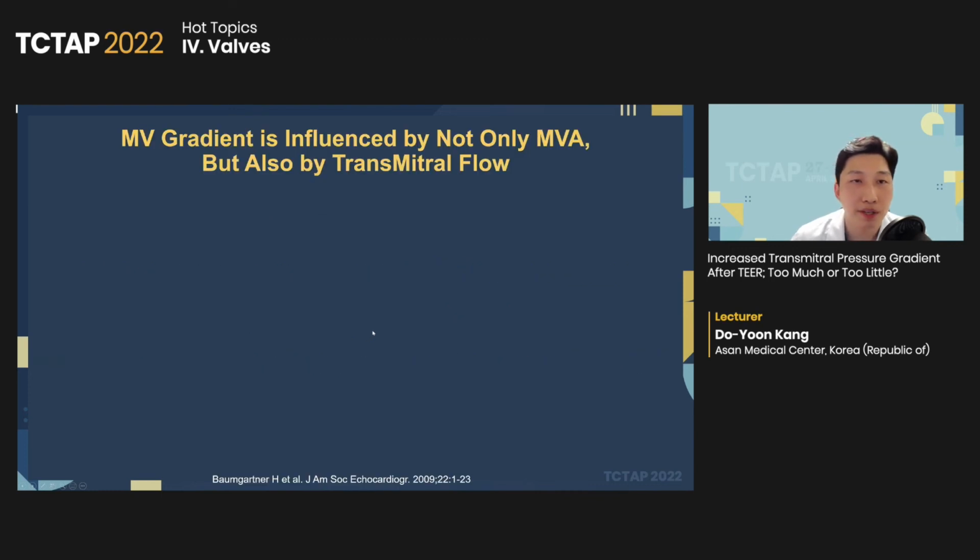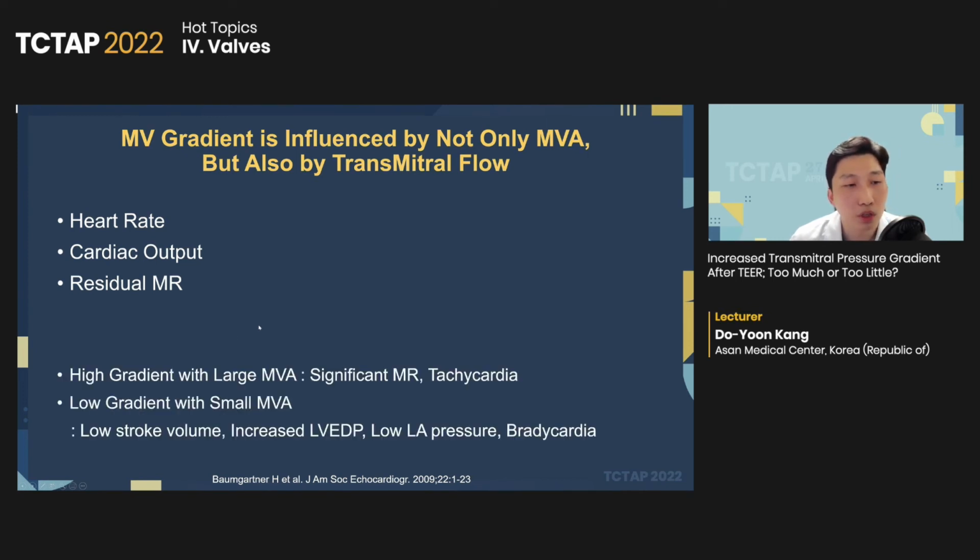The mitral valve gradient is influenced not only by mitral valve area, but also by transmitral flow. So when measuring the mitral valve gradient, you must check the heart rate, cardiac output, and residual mitral regurgitation amount. So if the patient shows high gradient, even with a large mitral valve area, there can be significant residual MR or tachycardia can make that happen.